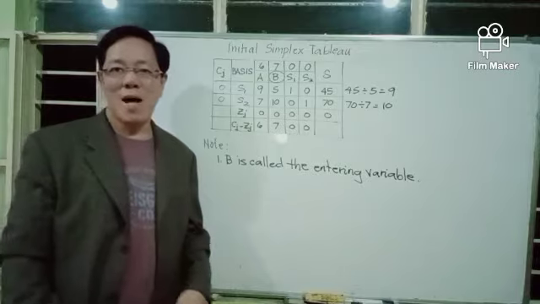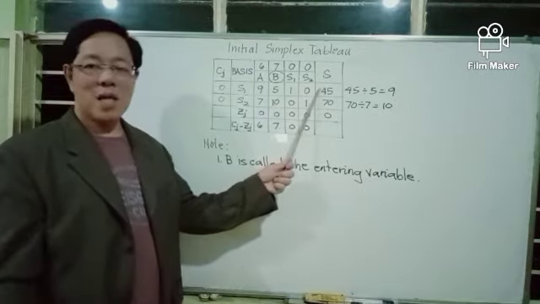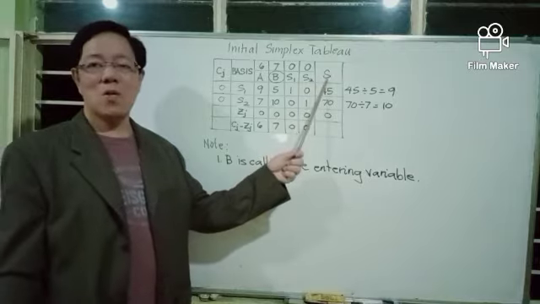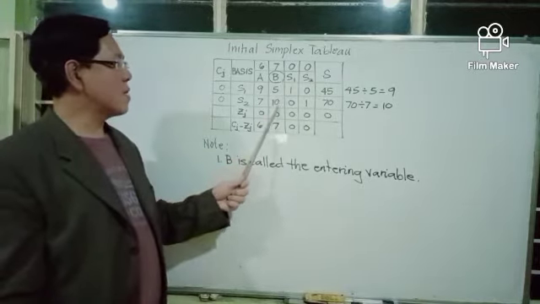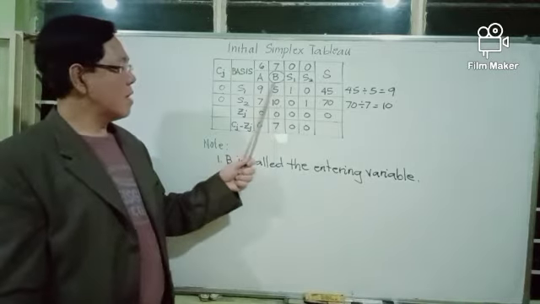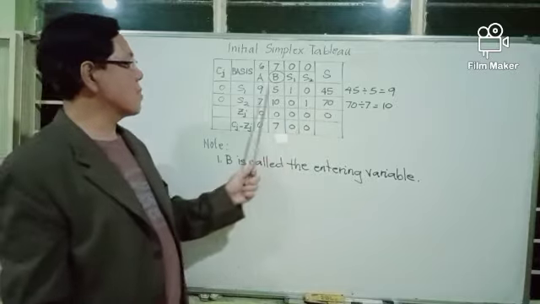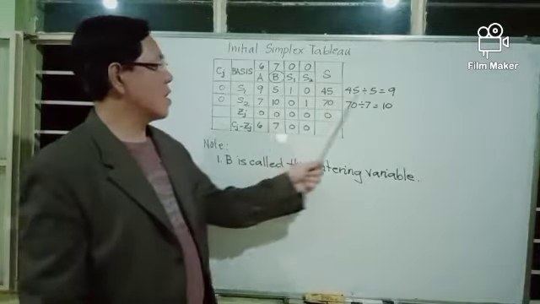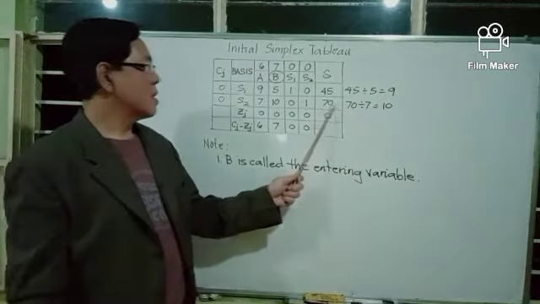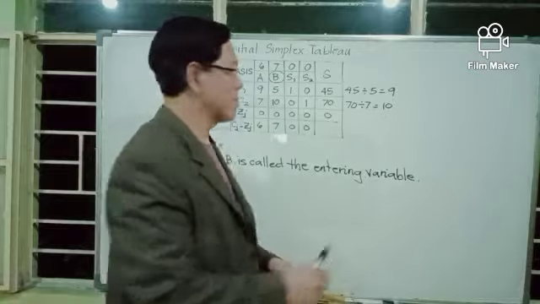Again, to determine the outgoing variable, divide the entries of the last column, the S column or solution column, by the corresponding entries of the b column, the entering variable. This is 45 divided by 5. 45 divided by 5 equals 9. 70 divided by 10. This should be 10.